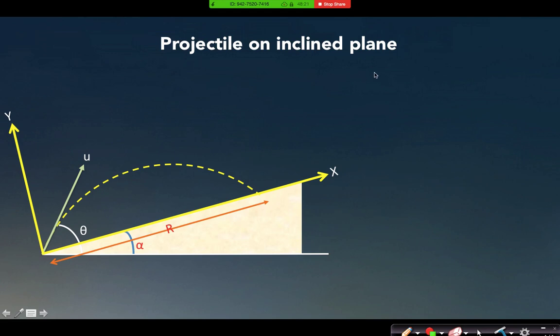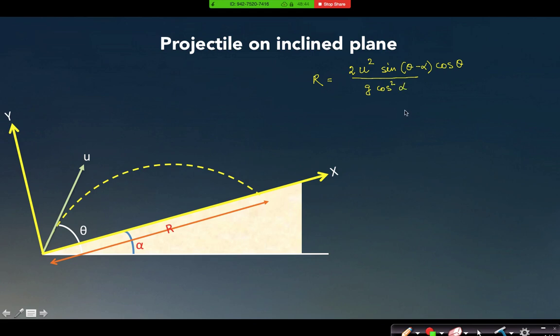Come back to the expression of the range. R is equal to, you remember what is the expression of range? 2u square by g. So R is 2u square sin(theta minus alpha) cos theta by g cos alpha, into cos theta by g cos square alpha.